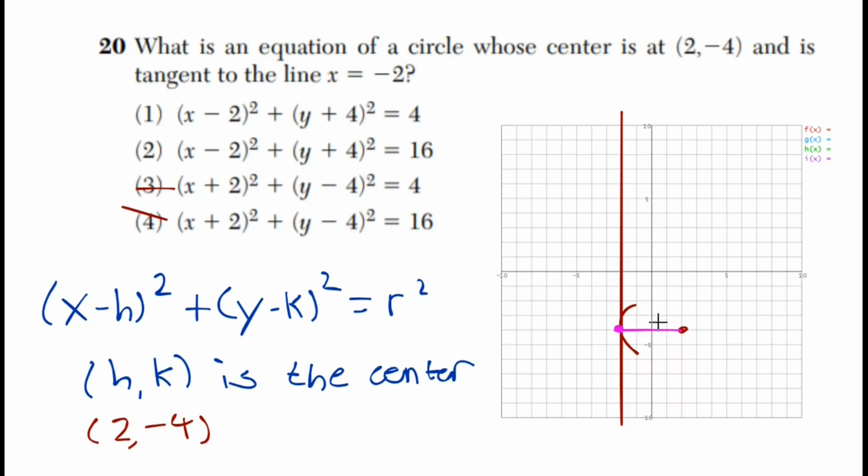Our radius is 4. So now if you wanted to, you could stop there and just plug it into the formula and say, oh, okay, well, 4 squared. Everybody's going to accidentally put 4. Sometimes that happens. Remember, the formula is equal to the radius squared. So in this case it would be 16. So 2 would be our answer for number 20.